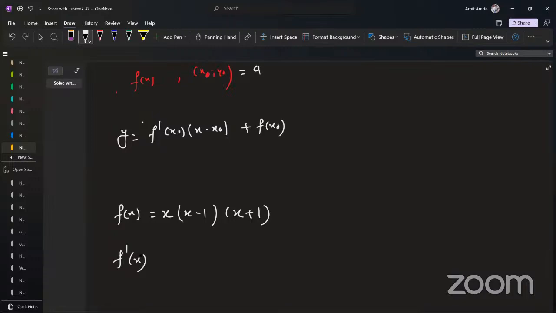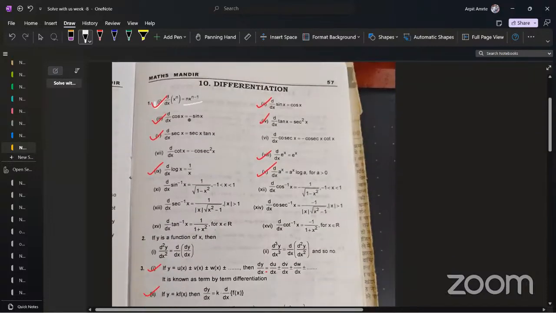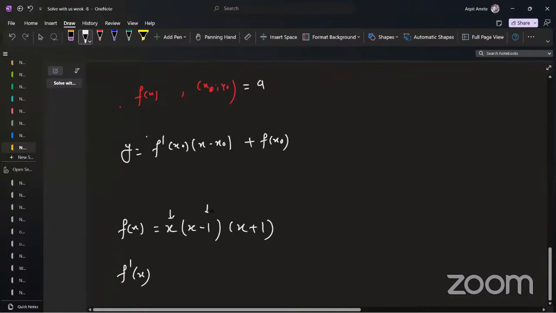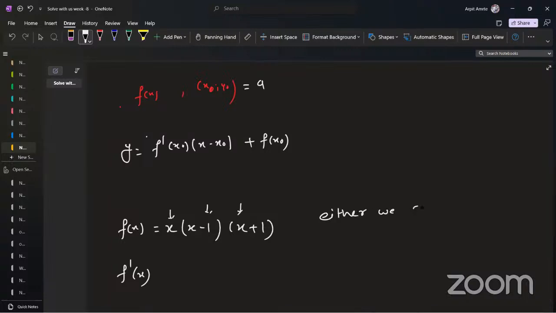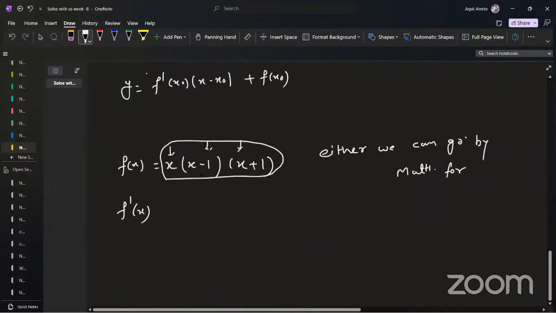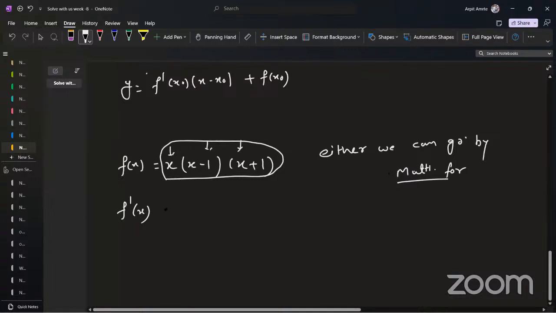How many ways do I have? First we can open this formula and apply this one. Also, we have this multiplication formula. Here, as you can see, we have 3 functions as multiplication. So either we can go by the multiplication formula, or we can multiply all the terms and then apply the first formula. Both will work here. What will be my best strategy for that? You can use either, but if you apply the multiplication formula, it will take your time. So rather than doing this, observe.